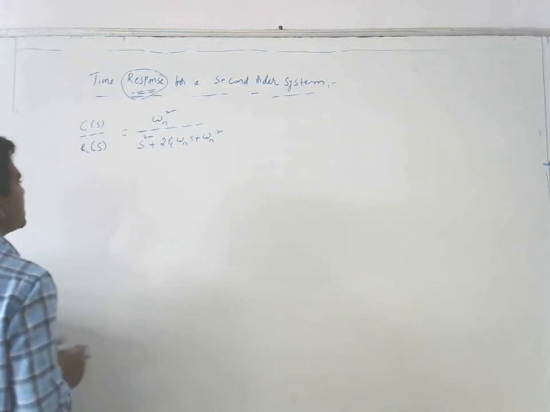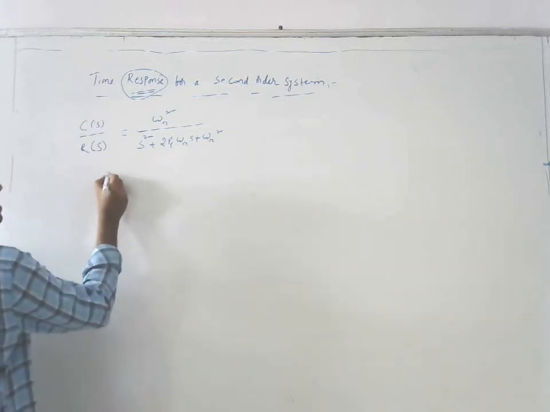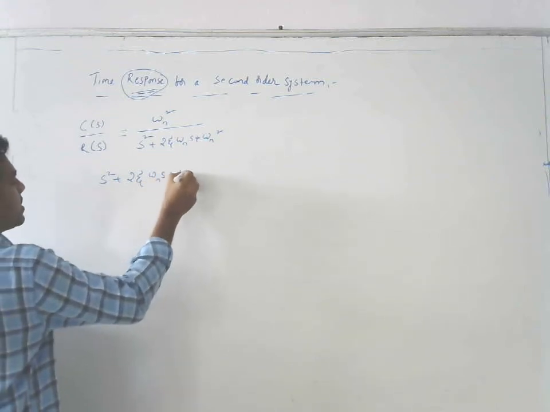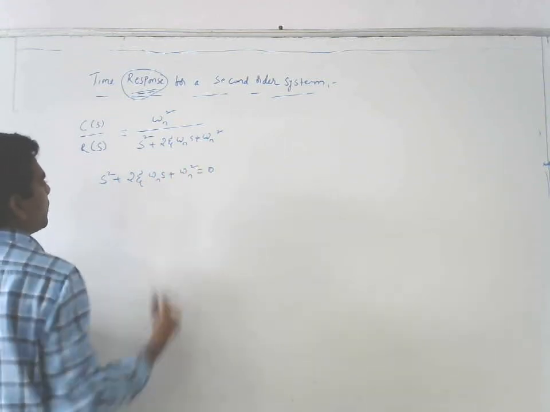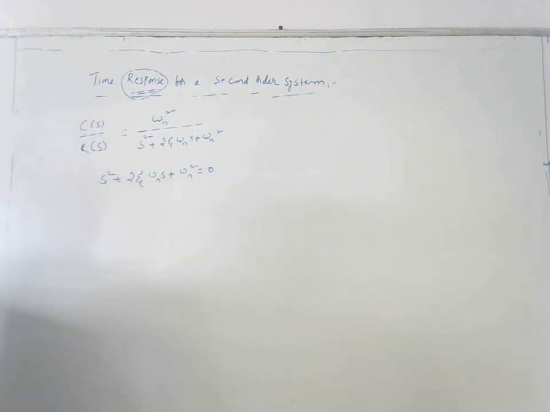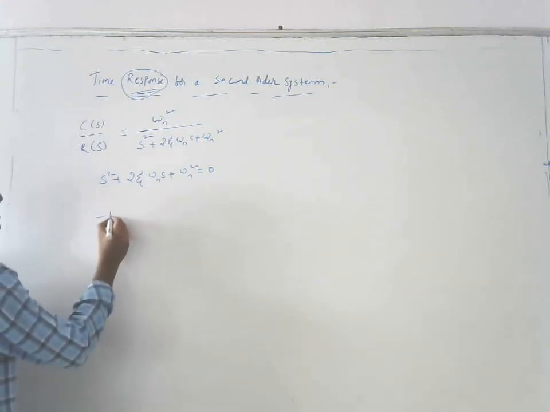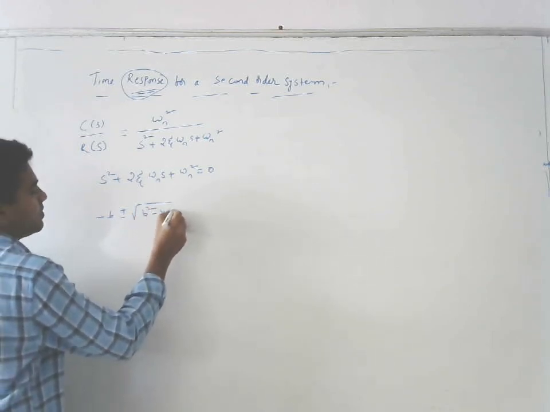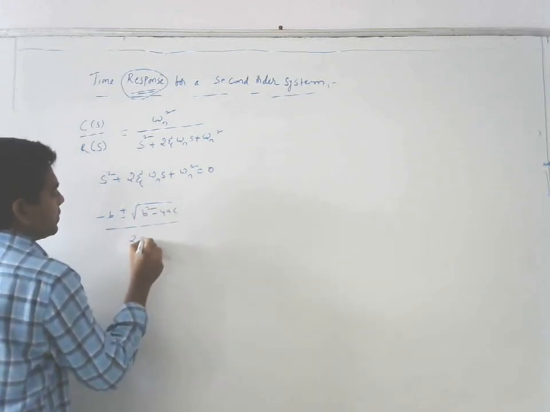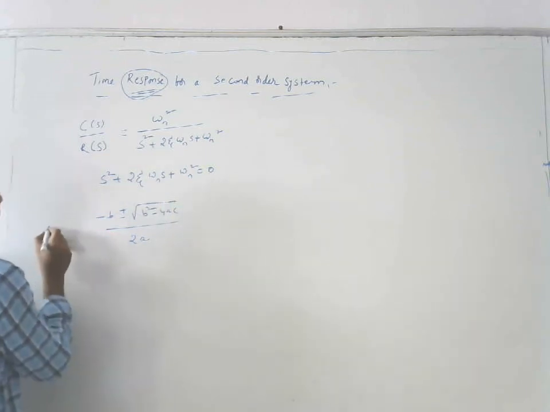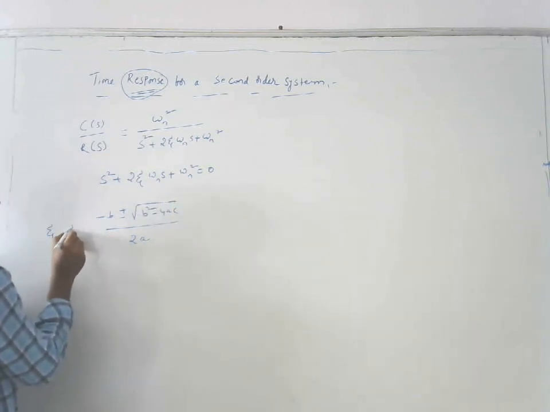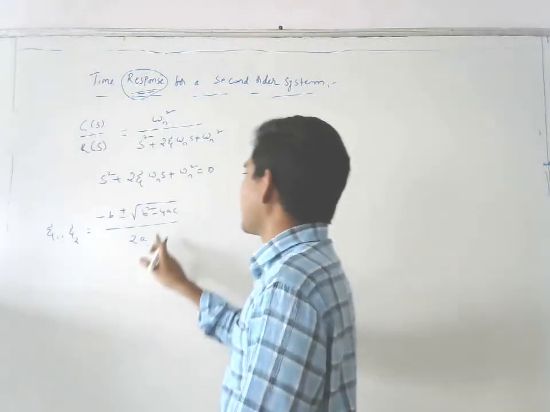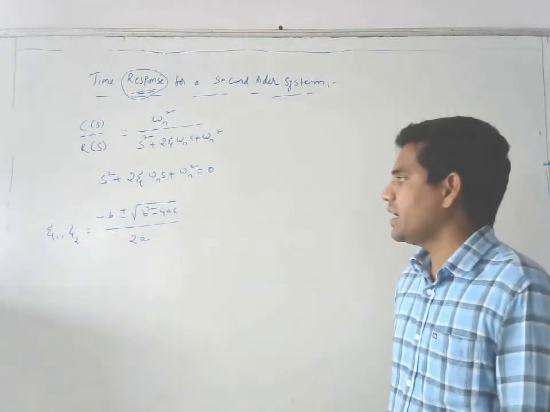First, I am going to consider the characteristic equation s square plus 2 zeta omega n s plus omega n square equal to 0. This is our characteristic equation. Now, what are the roots for this? We know that minus b plus or minus square root of b square minus 4ac by 2a. These are the two roots. We consider them as s1, s2. Why? Because this is a second order system, so we are getting two roots, s1 and s2.